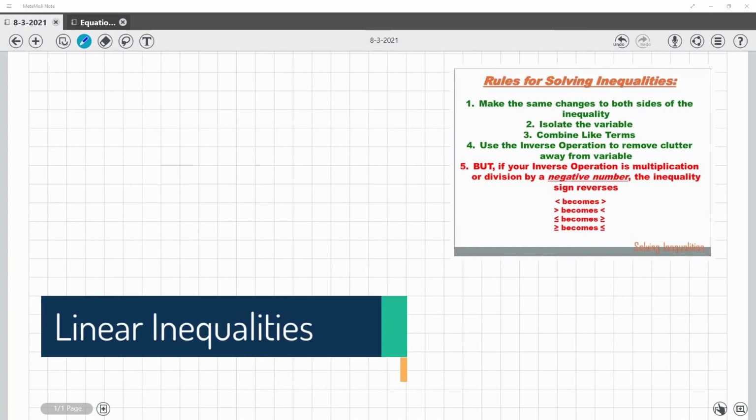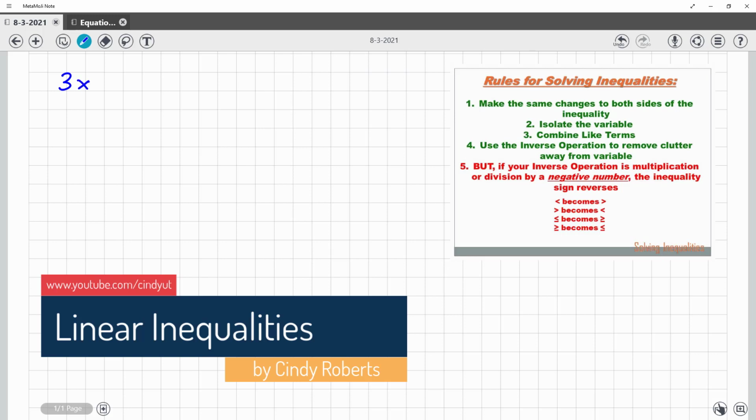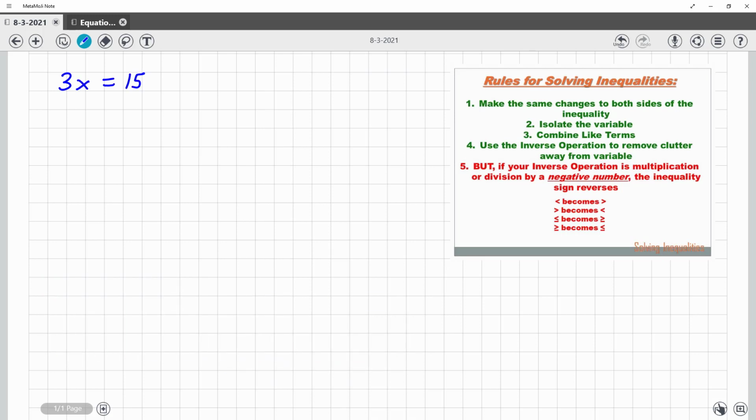Okay, let's look at what an inequality is. So you've had some problems where you solved something like that, and you divided both sides by 3, and you came up with one value, right? Well, what we want to do now, instead of coming up with one value, what if we could have more than one value? Like, what if 3x is less than 15? I still do everything the same, okay?